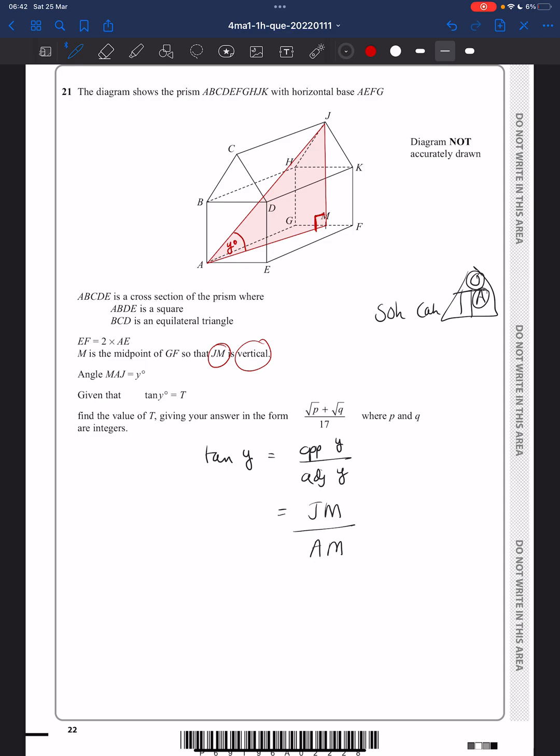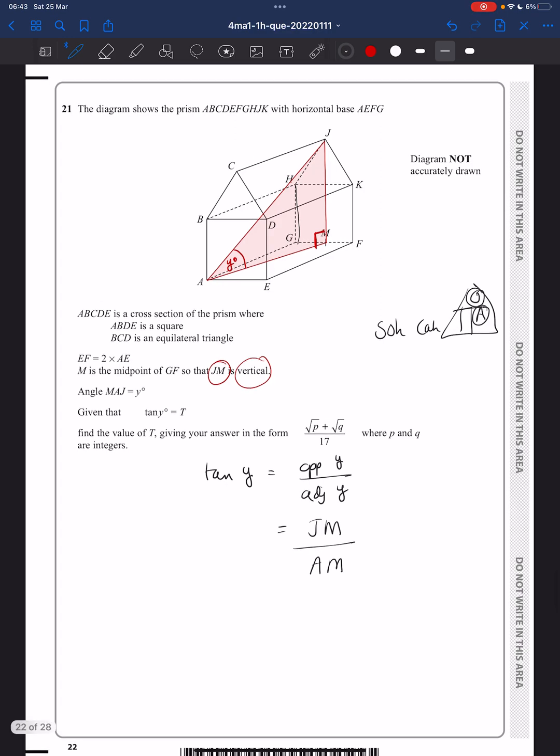Right, JM first of all. Because it's a prism, this is also the square, and so we've got a letter for it. We'll call that S. So that's S there, S for side of a square. Okay, so J to M is S plus.